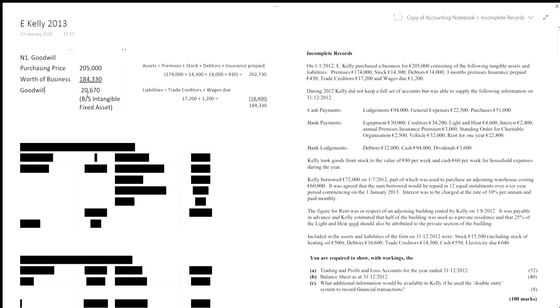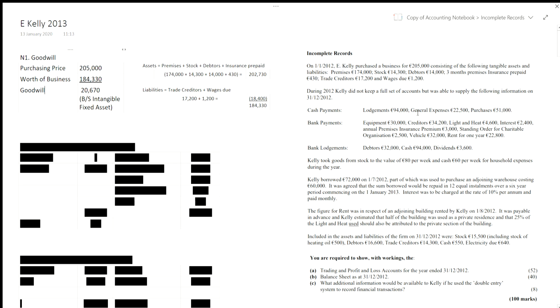The other two notes we're going to look at: the first one here, because this is called an incomplete record. They didn't keep a full set of books. There are some things that we might need to calculate that mightn't be calculated for us already. And the first one is we don't know how much cash we have at the end of the year. Or sorry, we don't know how much cash sales we've had throughout the year.